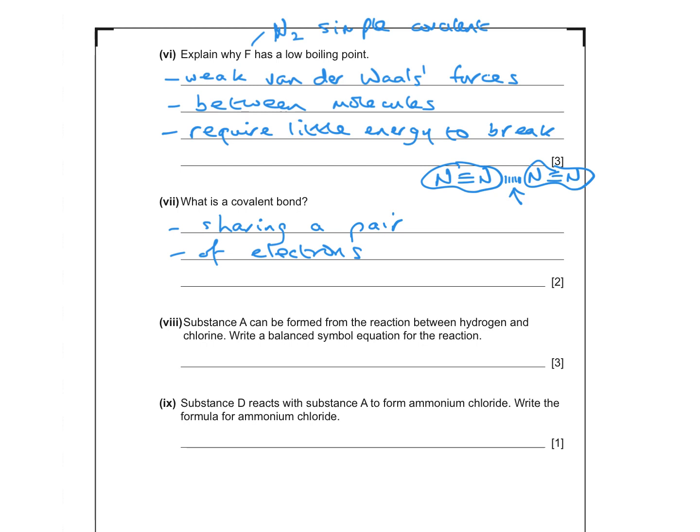On to part 8. So it's just a balanced equation for the reaction between hydrogen and chlorine. Well, hydrogen is diatomic, as is chlorine, and then they react to form hydrogen chloride. We need to balance that. So you should be able to see that we need a 2 in front of the HCl. And then the formula for ammonium chloride, well, ammonium is NH4+, which you'll find on the back of your data sheet. So that's NH4+. And then chloride has a valency of 1. Both of these have a valency of 1, so it's just NH4Cl.